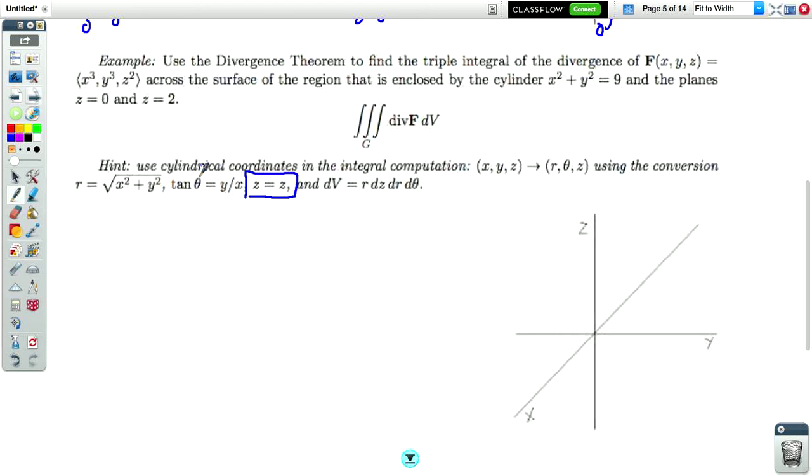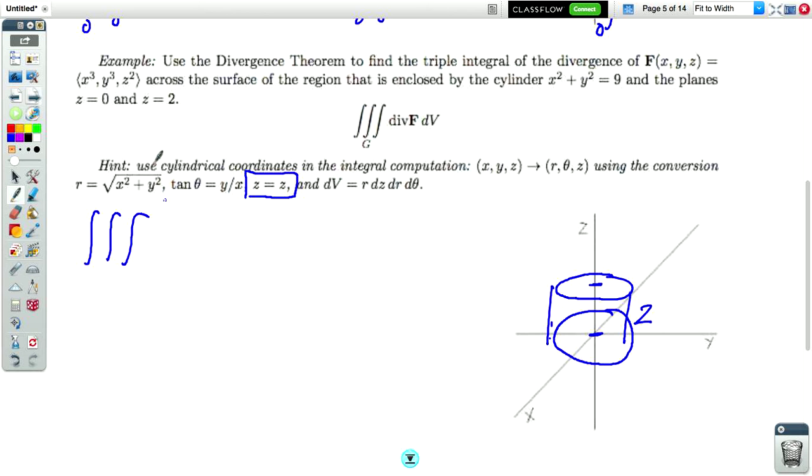So the last one says, use the divergence theorem to find the triple integral of the divergence of this vector field across the surface of the region that is enclosed by the cylinder x squared plus y squared equals 9, which is like this circle of radius 3, and the planes z equals 0 and z equals 2. So it's basically like integrating over this cylinder of height 2. Perfect cylinder that I just drew. So let's find the divergence of this thing, and then we'll integrate in cylindrical coordinates.